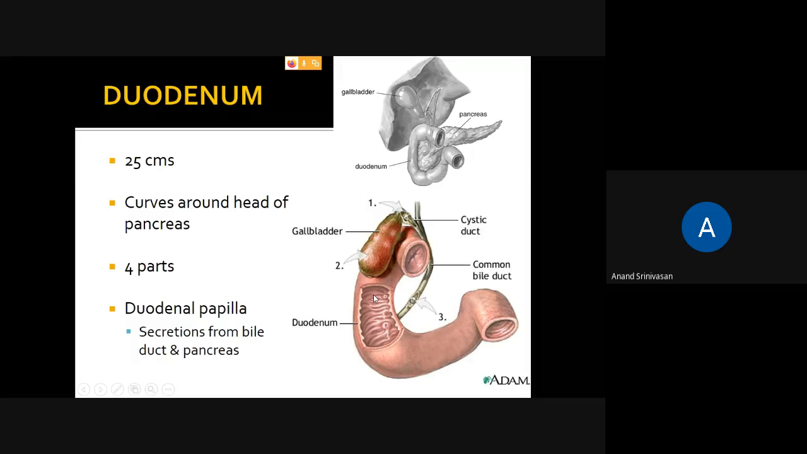As I said before, there are some accessory GI organs. One of them is the gallbladder, and another is the pancreas. Their secretions come to the second part of the duodenum through the duodenal papilla. So the duodenum is a C-shaped structure. We can divide it into four parts, and in the second part there is a duodenal papilla into which the bile and the pancreatic secretions come out.